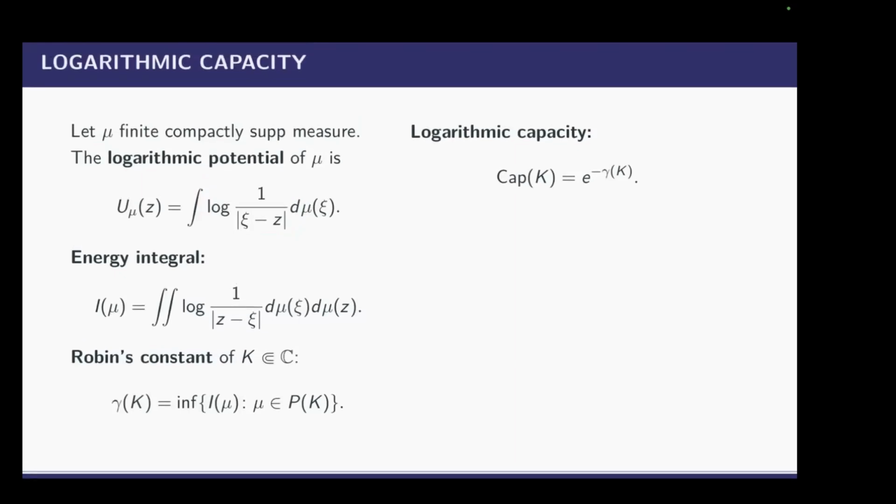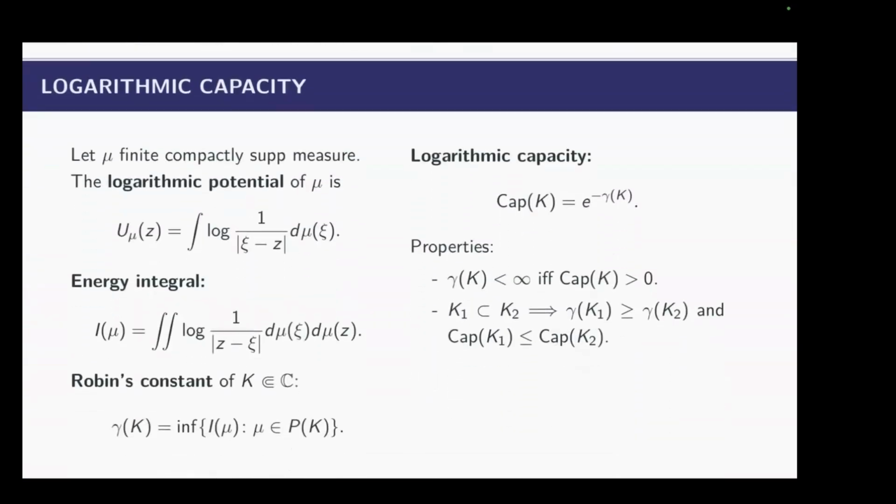But there is another way to define logarithmic capacity, which is the one given in this book by Carleson, called Selected Problems on Exceptional Sets. But all of what I'm saying here can be found in John Garnett's book with Donald Marshall.